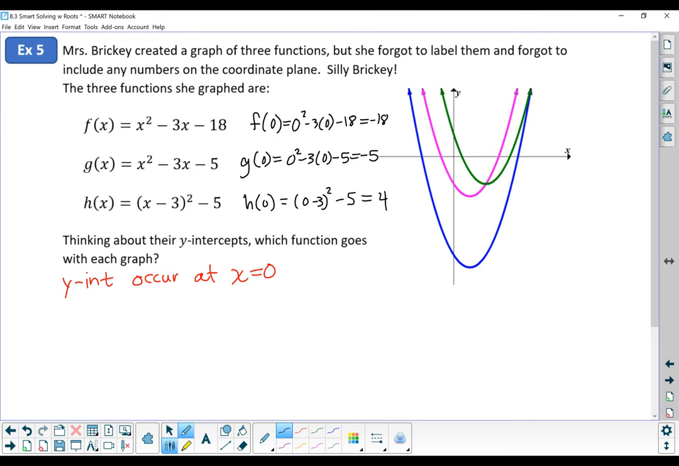So now that we can see what their y-intercepts are, we know that this one that's the lowest has to be function f. This other one that's negative but much higher, that has to be function g. And function h is the one that has a positive y-intercept of 4.